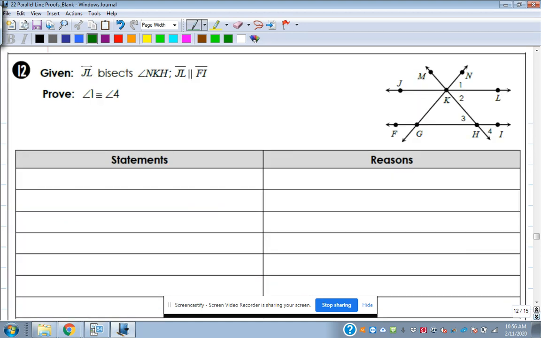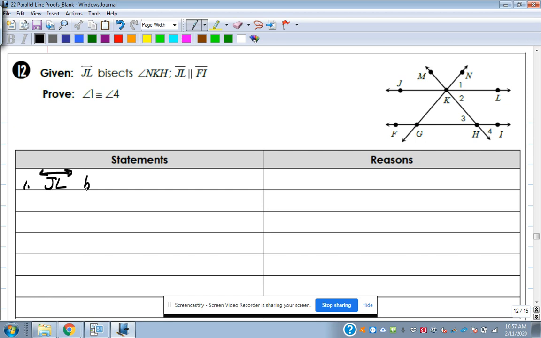Not bad, pretty easy. Ooh, we got a bisector. That's new. Hadn't had one of those yet, right? So line JL bisects angle NKH, and then segment JL is parallel to segment FI. So I'm gonna put all that stuff in my given there.